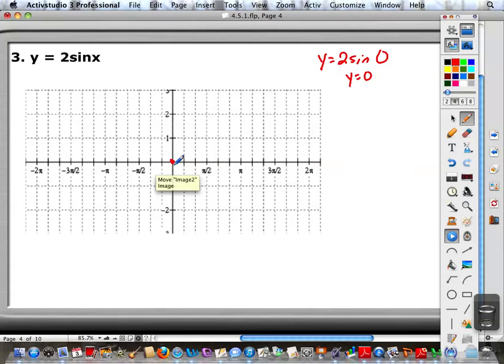Let's jump to pi over 2. 2 times the sine of pi over 2. Well, the sine of pi over 2 is 1. So I end up with a y of 2. So when my x value is pi over 2, my y value ends up being positive 2.